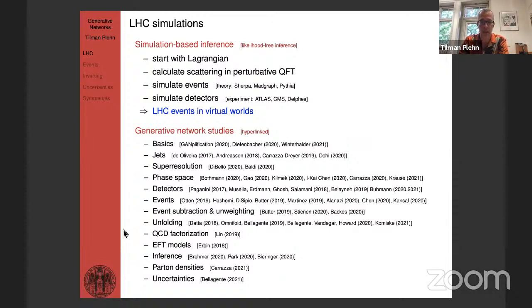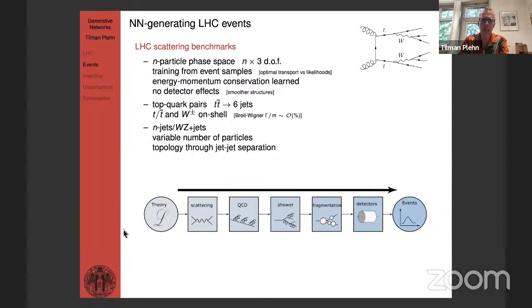Unfolding, a big experimental aspect I'll talk about later. QCD factorization, EFT models, inference, actual inference, measuring stuff like QCD splitting functions or whatever you want to measure, using modern methods in jets or events. Parton densities, we all know parton densities. NNPDF has been the first neural network application to LHC physics, and then more recently also uncertainties that I'll talk about in a second.